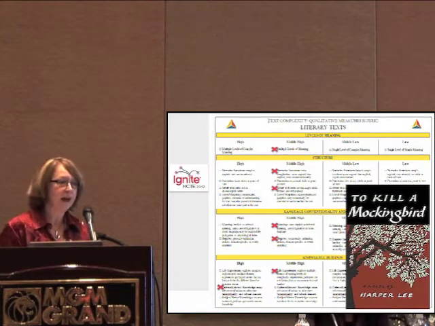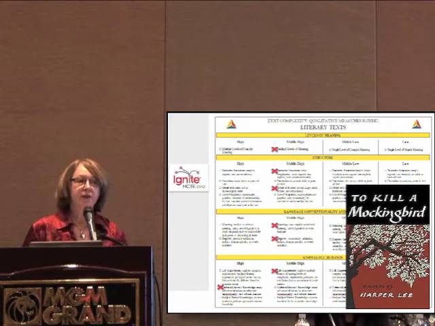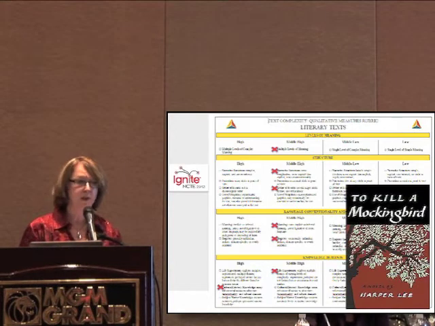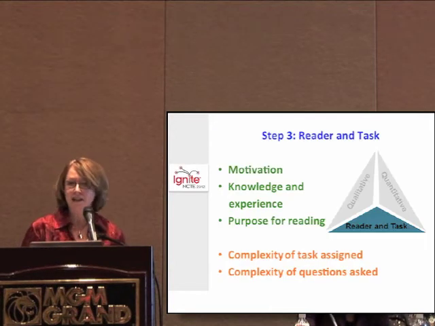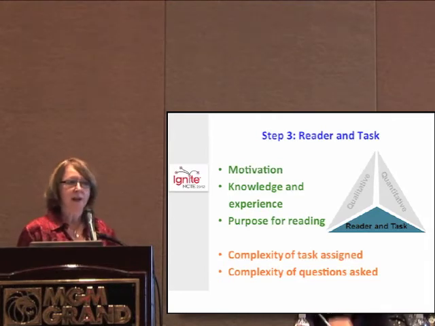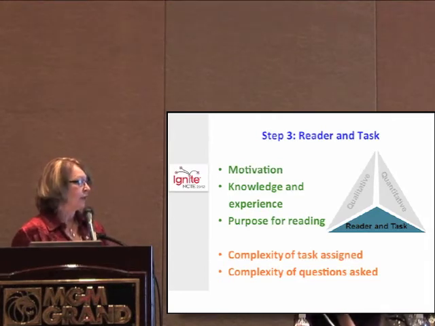And as we look at To Kill a Mockingbird and how it falls out on these rubrics, we find that it has a much higher level than just what a lexile score would say, because it's not linear. It has multiple plot lines. It has irony. It has symbolism. And the third piece we want to look at, which is also so important, is reader and task.